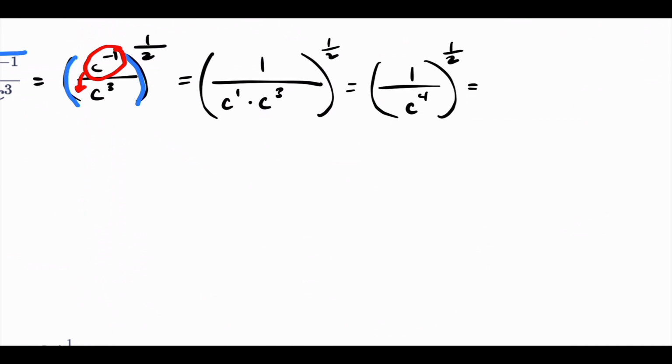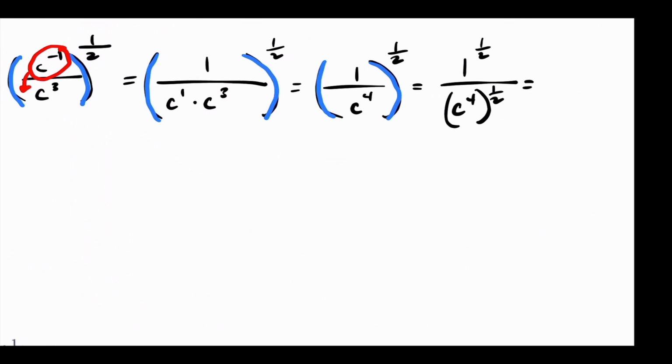Now, what about the power? How do I deal with the power now on the outside? Give it to both. Good. 1 gets a 1/2 power. C to the fourth gets a 1/2 power. The top, we like to see this. 1 to any power, the answer is always going to be 1. It doesn't matter what power it is, positive, negative, fraction, doesn't matter. It's 1.